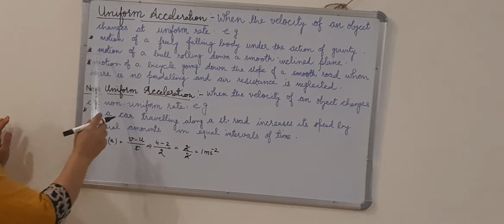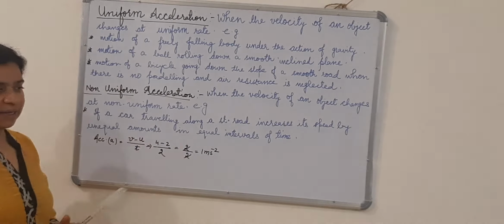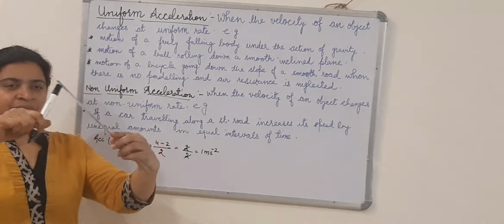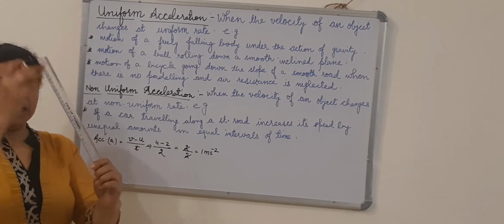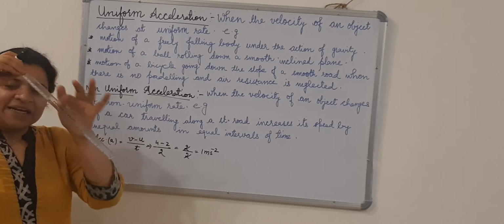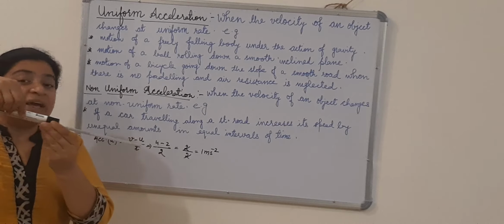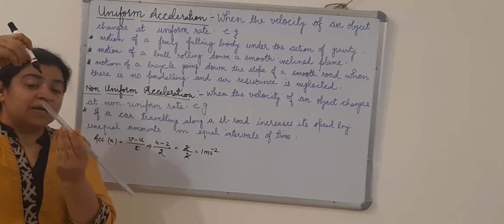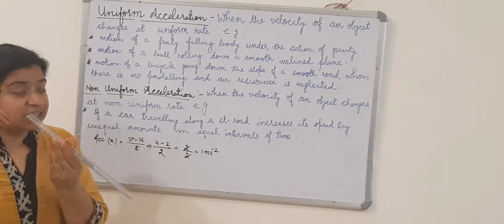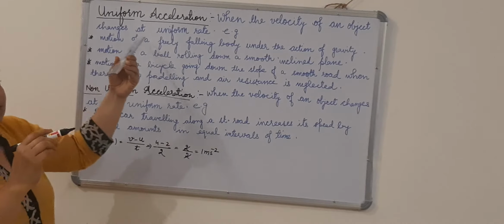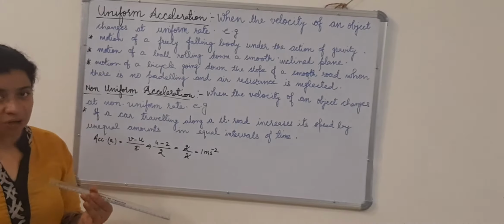Second example: motion of a ball rolling down a smooth inclined plane. Inclined means like this, the smooth inclined plane. When we roll a ball down, everybody knows that when two surfaces come in contact, they have a frictional force. But if this surface is very smooth, there is negligible friction, then attaining uniform acceleration is possible. Otherwise, attaining uniform acceleration is not possible.